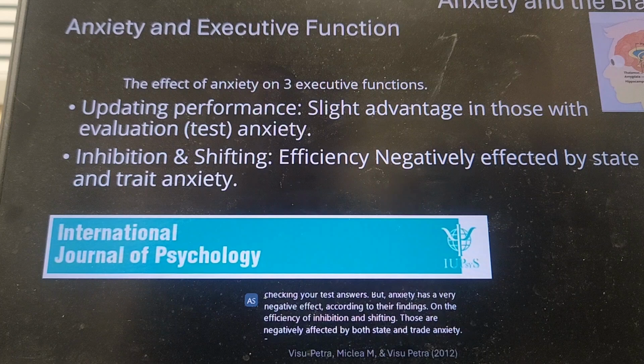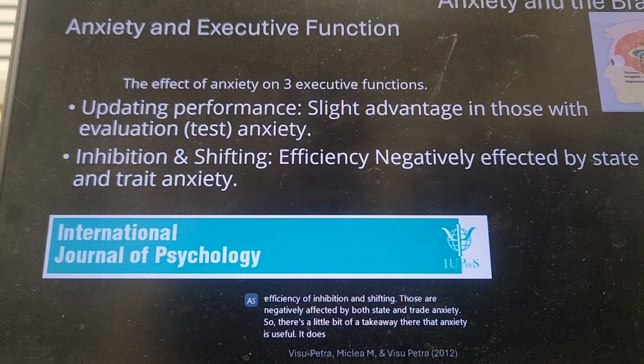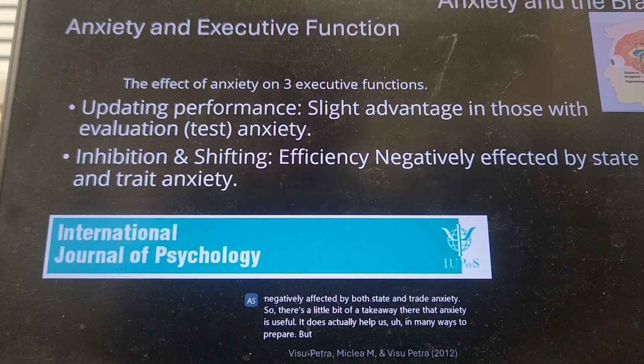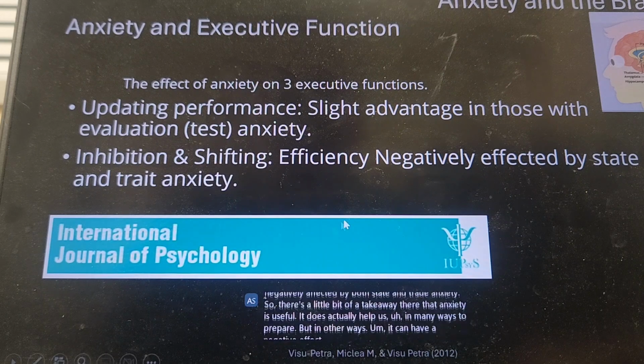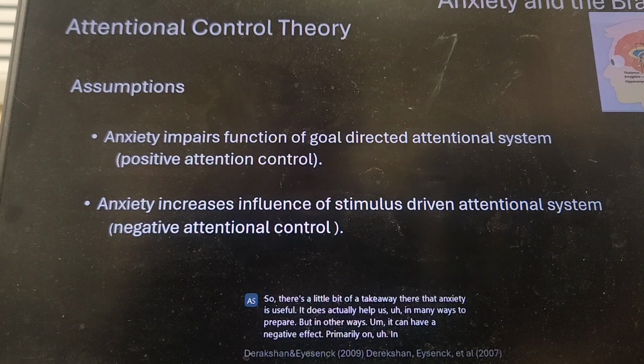So there's a little bit of a takeaway there that anxiety is useful. It does actually help us in many ways to prepare. But in other ways, it can have a negative effect, primarily on inhibition and shifting.